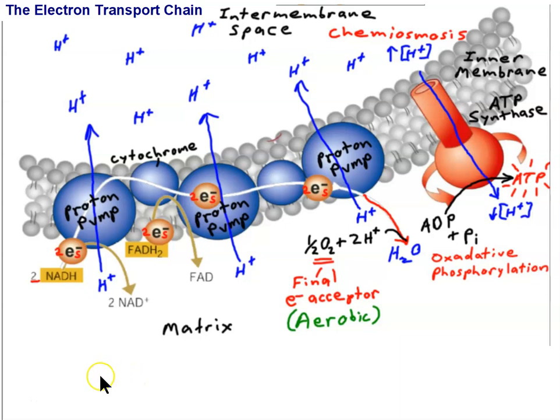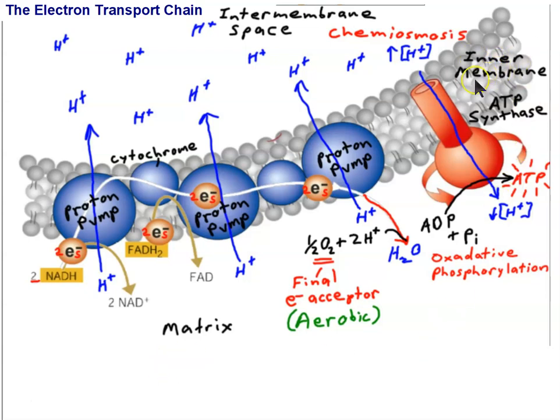All right, we end up our metabolism unit by taking a look at what's going on in the electron transport chain during aerobic cellular respiration. This probably looks familiar to you because it looks similar to what's going on in the thylakoid membrane during the light-dependent reactions of photosynthesis. And it's a very similar process. So let's start by identifying everything.